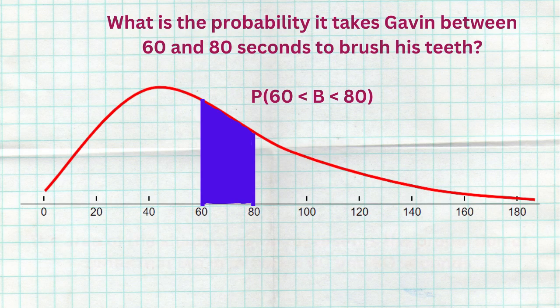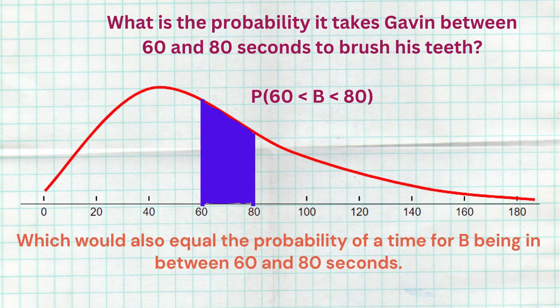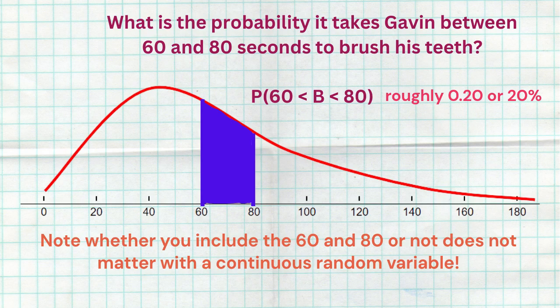Now remember, underneath that entire curve is 100% of the times it takes Gavin to brush his teeth. So what we're looking for in that blue area, or purple area, whatever you want to call it, is what proportion does that represent? 20% maybe? I mean, it's definitely not really low, like 5%. It's also not super high, like 98%. So this is what we kind of have to do, we just have to estimate that the area of the curve we're looking for, 60 to 80 seconds to brush his teeth, is maybe roughly 20%. So 20% of the time, it takes Gavin 60 to 80 seconds to brush his teeth.